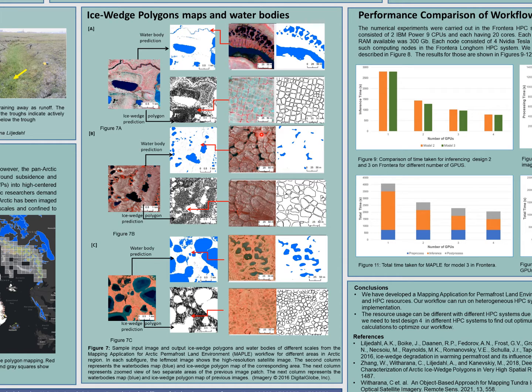The shape, size, and texture of ice-wedge polygons are different on Banks Island, but we have been able to detect them accurately using our MAPLE workflow. And here is another sample output from Canada, where the texture, size, and shape of the ice wedges are different. Ice wedge polygons are different, but using the MAPLE workflow, we have been able to detect them accurately.